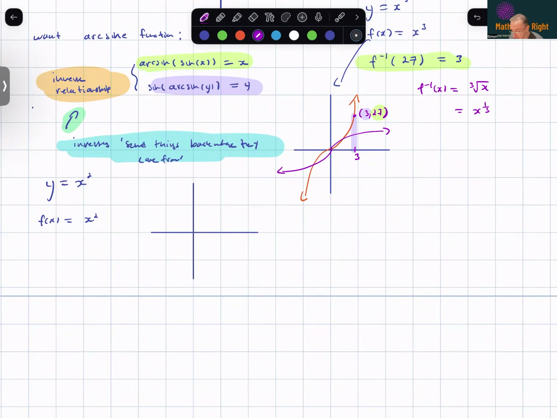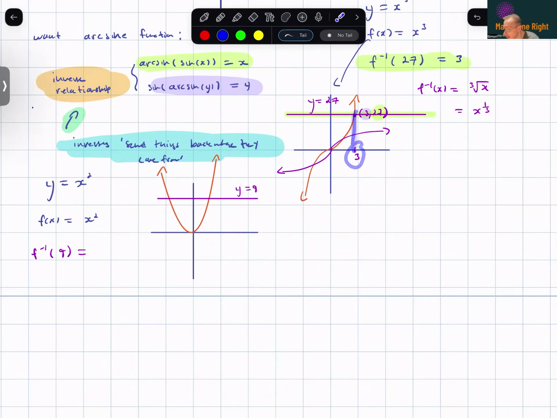Well, first of all, let's see what f inverse of 9 is. Is it going to be 3? That is the question. So the squaring function looks like this. We draw the line y is equal to 9 here, just like we had here. We could draw the line y is equal to 27 and see where it intersects the graph, and then take that point and find what x value got mapped up to here. What happened there?